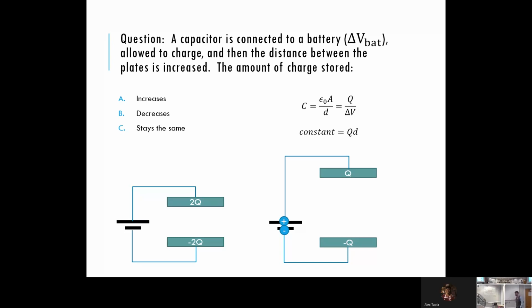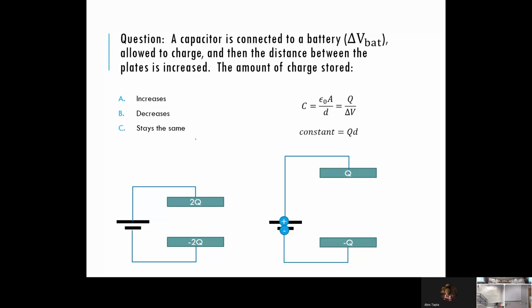How about the area? Let's say instead of increasing the distance between the plates, what happens if I increase the area of the plates? What happens to the charge? Keep the battery connected, but I make the area of the plate larger. The charge increases, right?